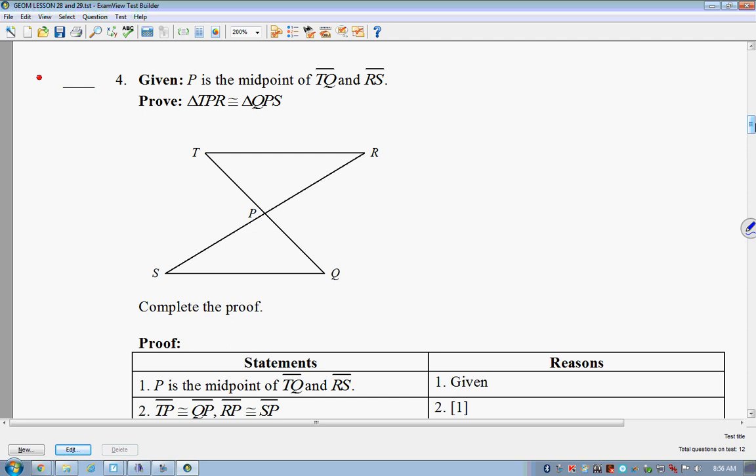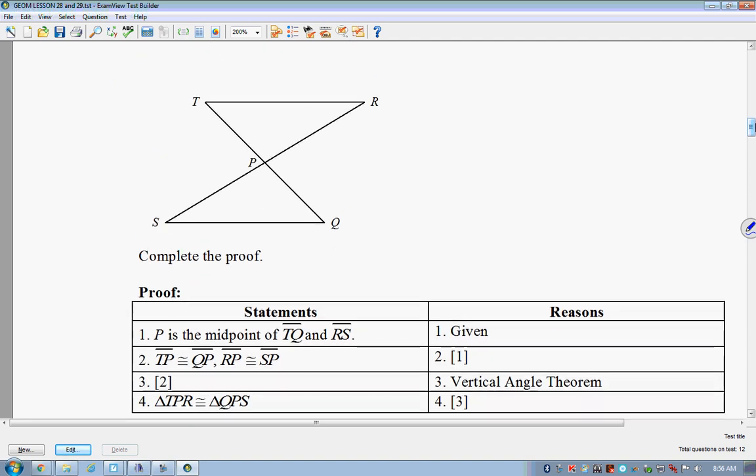It makes both sides from the midpoint the same, right? If this is the midpoint of the room, what do I know about from here to that wall and here to that wall? They're the same distance. So a midpoint divides a segment into two congruent segments, correct? Okay. So they tell me that P is the midpoint of TQ and RS. TP is congruent to QP, and RP is congruent to SP. Does anybody know what our reason for that is?